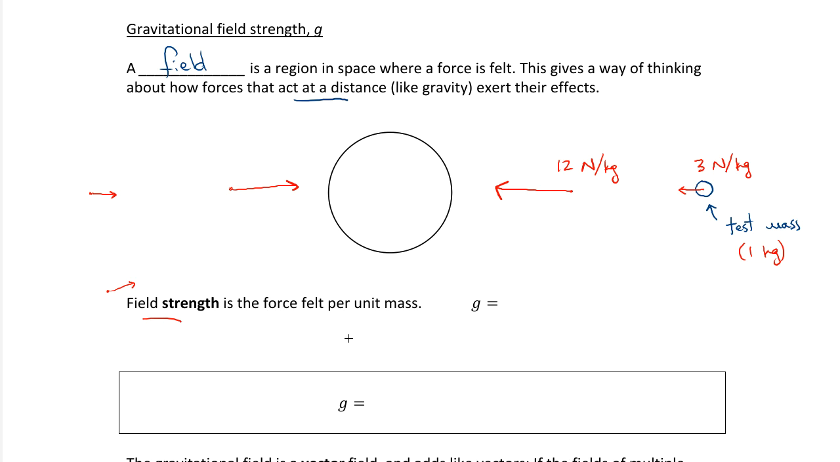And this is how we represent field strength. Field strength is the force felt per unit mass. So the force felt per unit mass. Force is in newtons and mass is in kilograms, so our field strength is going to be in newtons per kilogram.